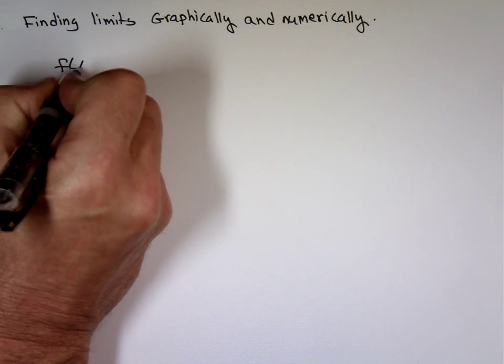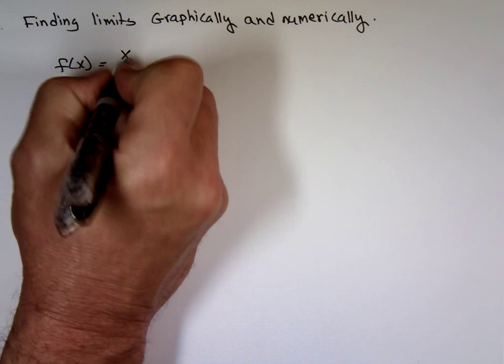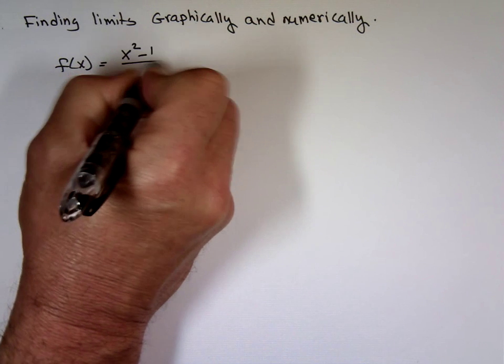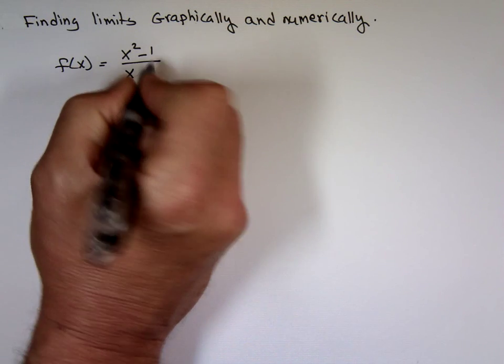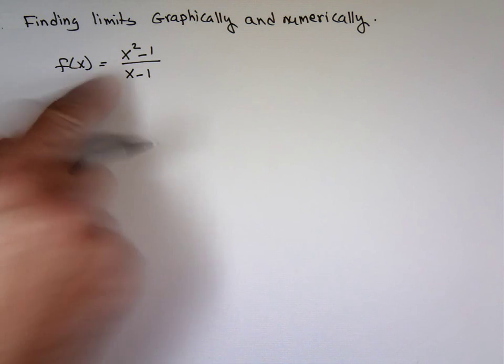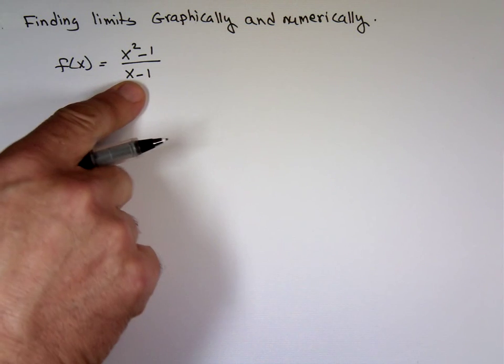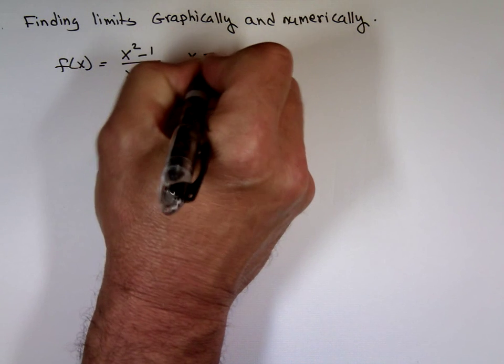Given f of x equals x squared minus 1 over x minus 1. When you look at that function, I know I can simplify it, but if I don't simplify it, what is the value of this function when x equals 1? Undefined. So I have to say x cannot be 1.